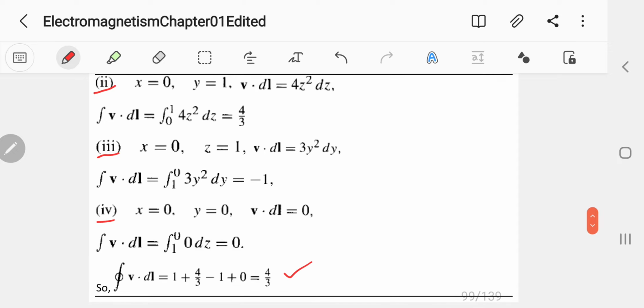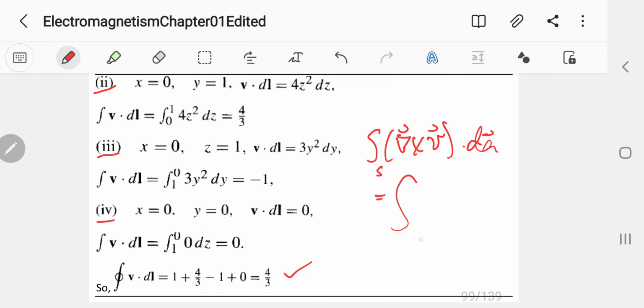So you have now proven that the integral of the curl of v dot dA over a surface is equal to the integral over a path of v dot dl. The path here encloses the surface.